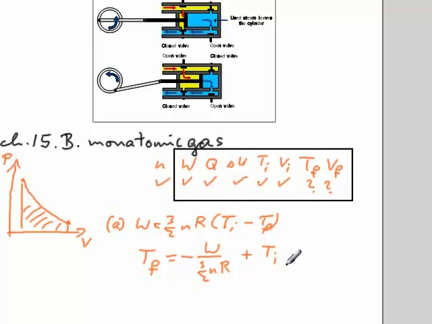So all we have to do is plug in the numbers. So we have negative 825 joules divided by 3/2, 1 mole, and 8.314 is the ideal gas constant. Top of my head, actually. I kind of have that memorized.